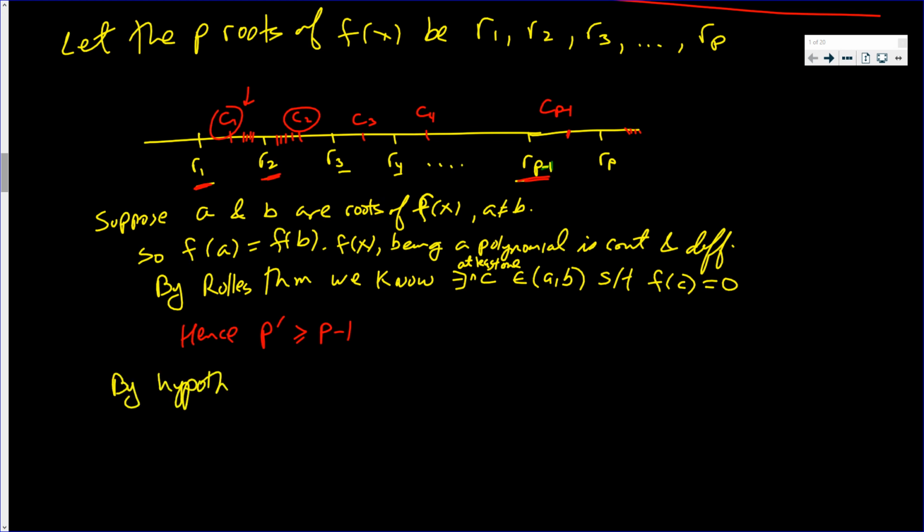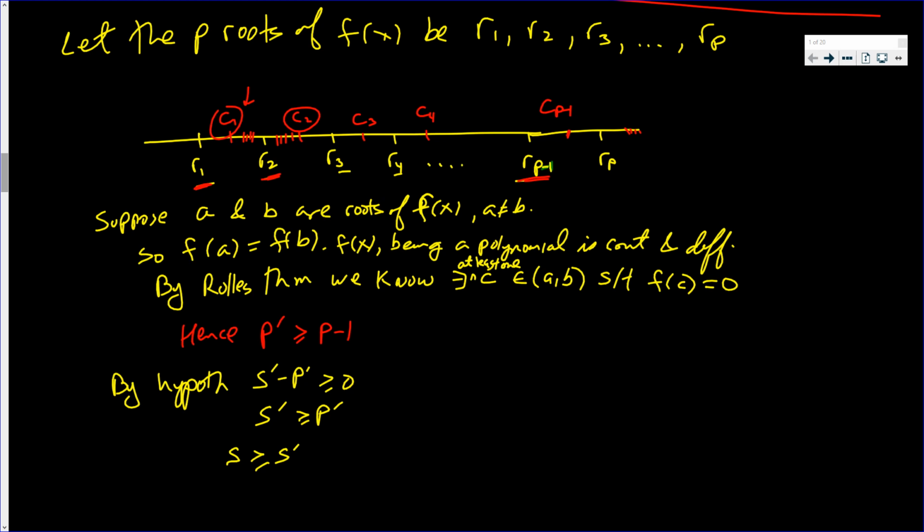Now, by hypothesis, s prime minus p prime is at least 0. Now, this tells us that s prime is at least as big as p prime. Now, we know from earlier, I'll show it to you, that s is at least s prime.